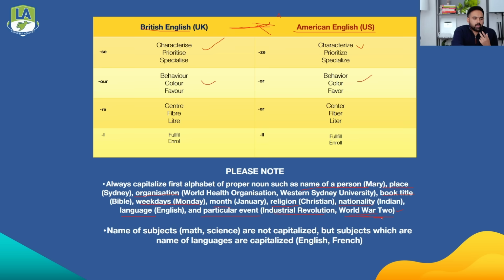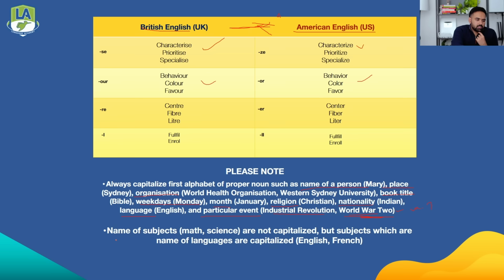If the next World War happens, it will not be World War II, it will be World War III. So, a particular event which will not take place again will be capitalized. If this had just been World War, then we would not have capitalized it, because World War can be any World War, it's not a specific one.